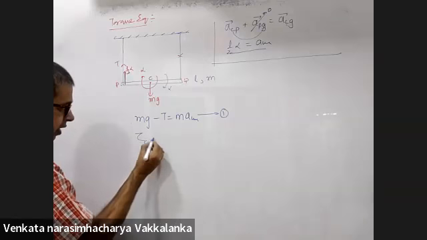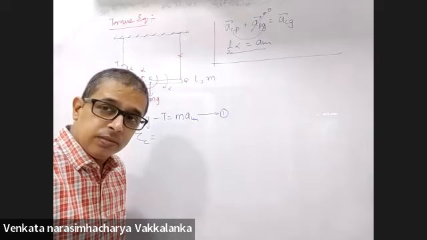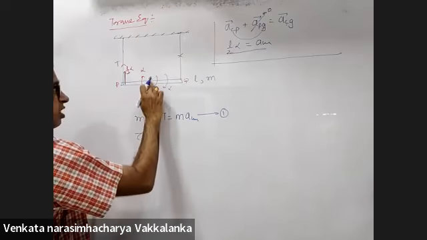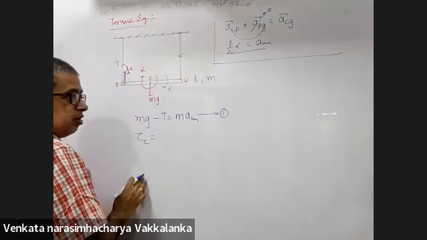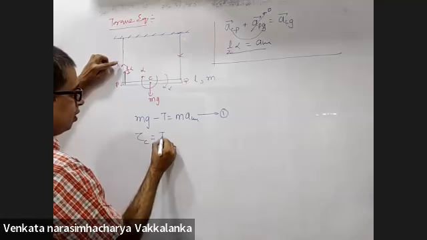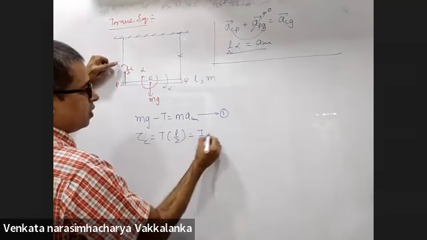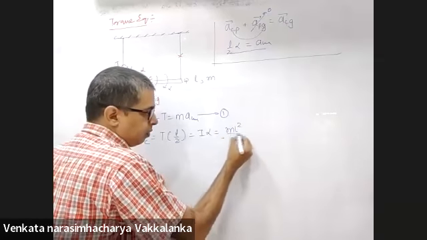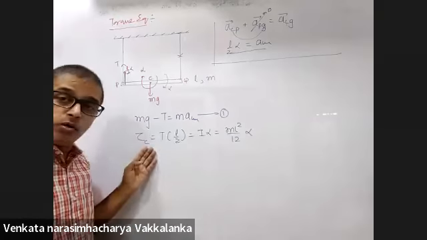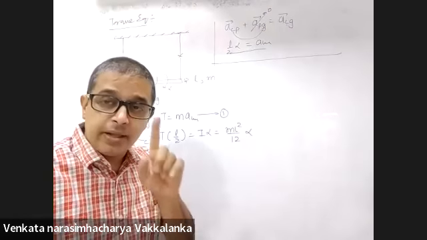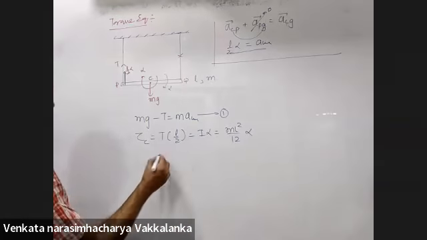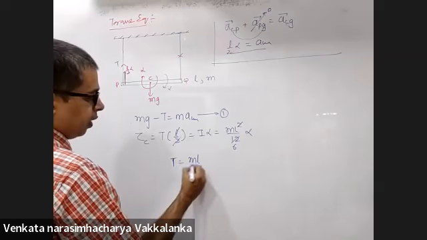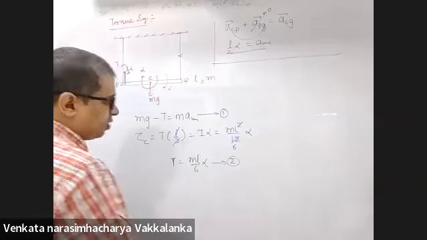Rotational dynamic equation. Here I am taking the torque about the center of mass. mg is passing through the center of mass. What will be the torque about the center of mass? 0. Now this will be T into L by 2 is equal to I into alpha. How much is I? About the center of mass, I is ML square by 12. Now this will become 6, L will get cancelled. T is equal to ML by 6 into alpha is my second equation.